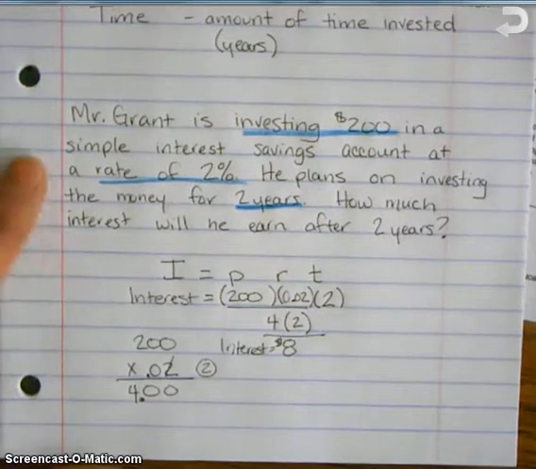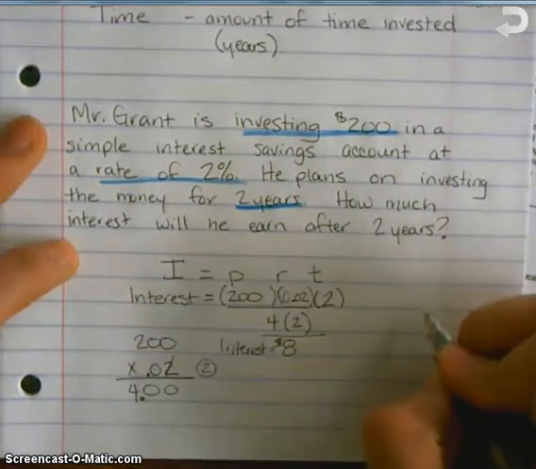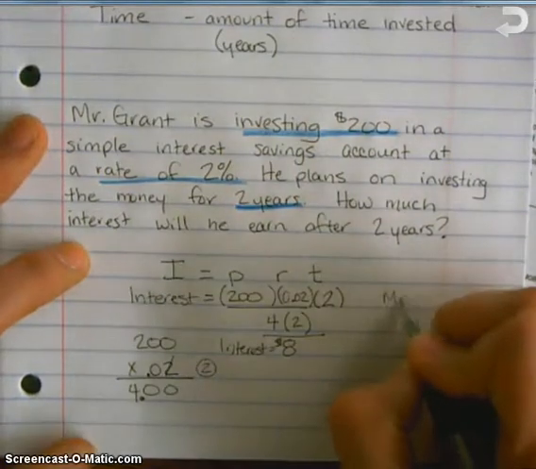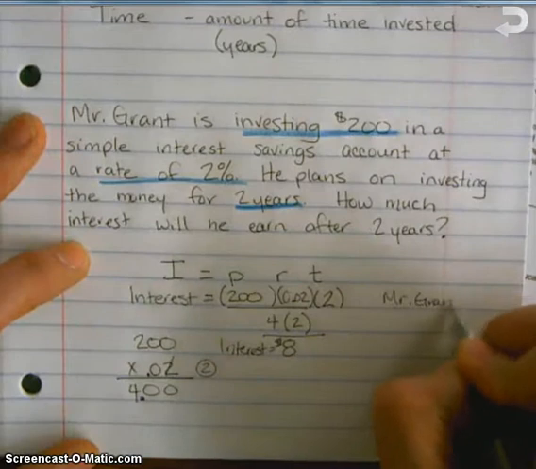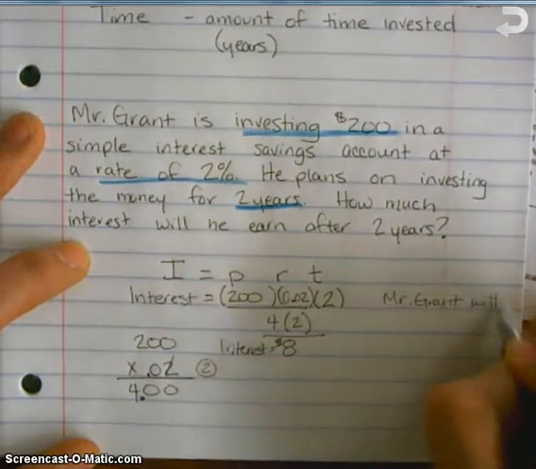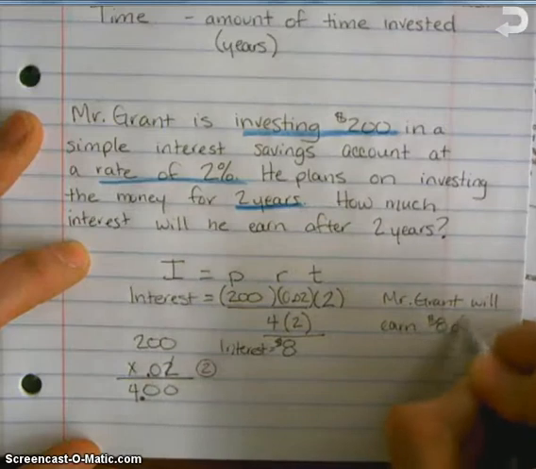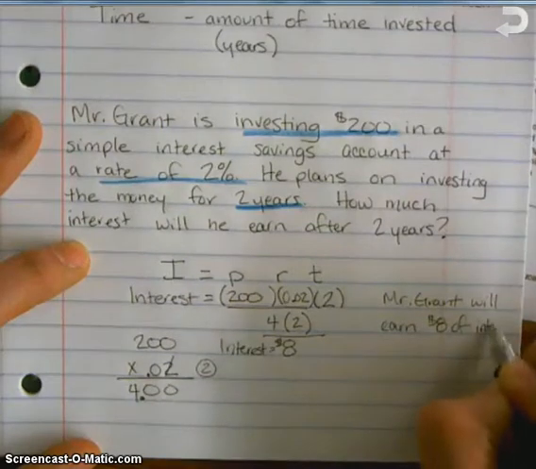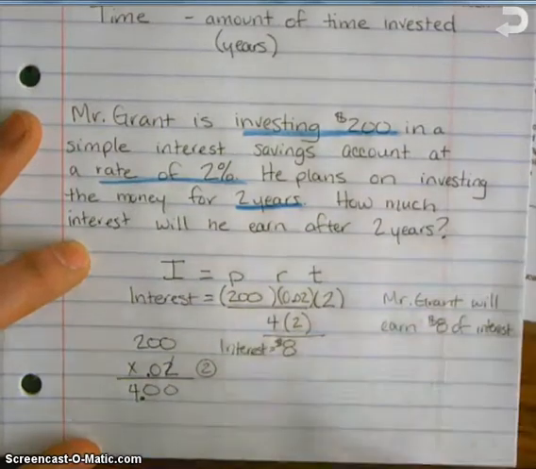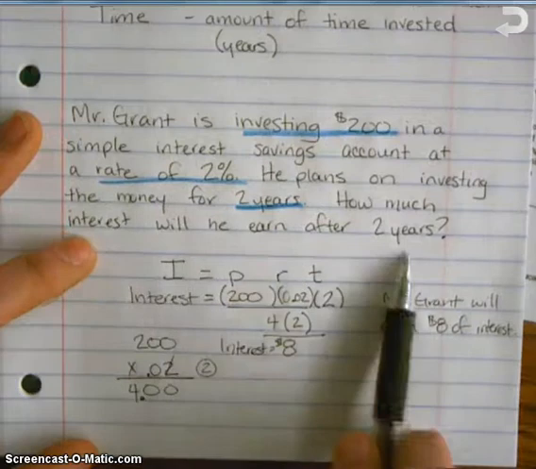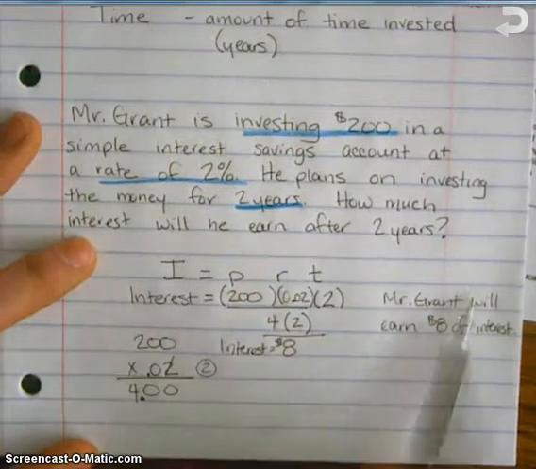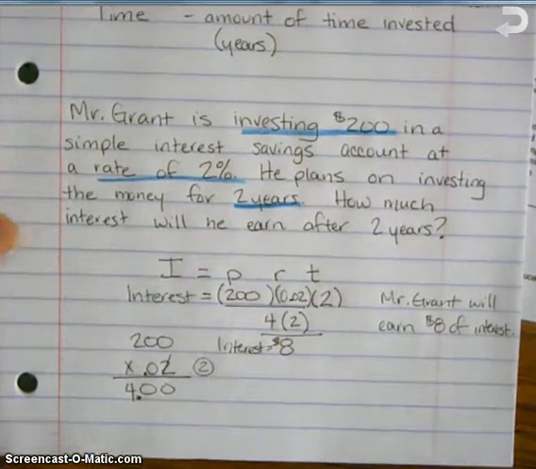Now we put that into a sentence. Mr. Grant will earn $8 of interest. Okay, did I answer the question? How much interest will he earn after 2 years? Yes, Mr. Grant will earn $8 of interest.